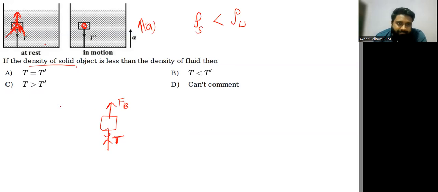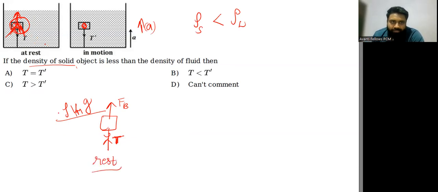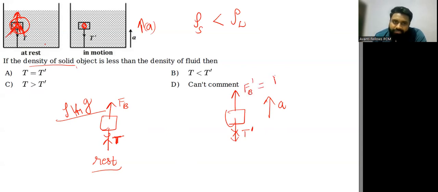Now, you know that this FB is nothing but rho into volume immersed into g. Since you can see that the complete volume is immersed in the liquid, we have taken it as rho V g in the first case, in the case when the system is at rest. But when the system is moving with the upward acceleration a, now this is the tension developed, which is T dash, and there is a force of buoyancy FB dash. Now, volume immersed is the same. Density of liquid will also be the same.